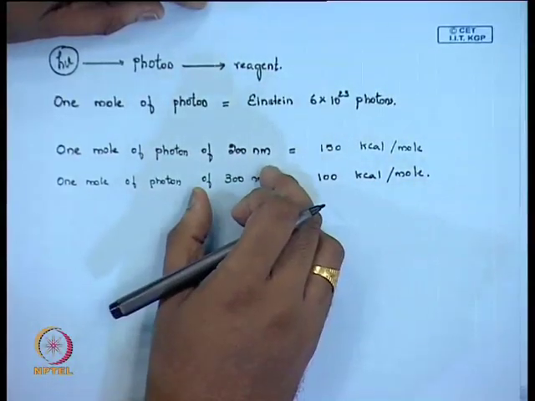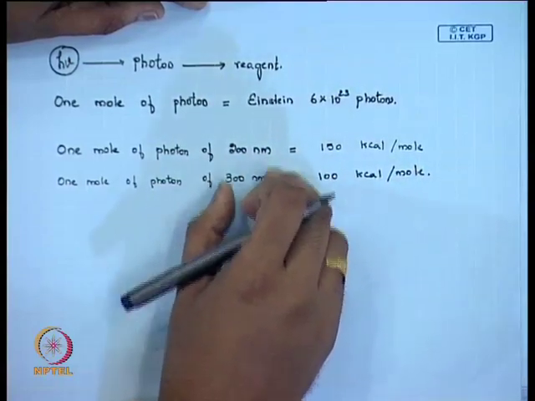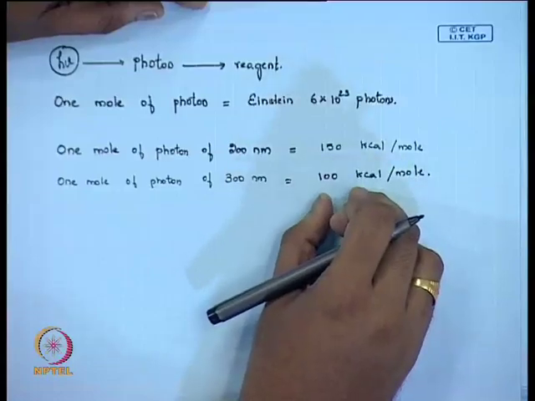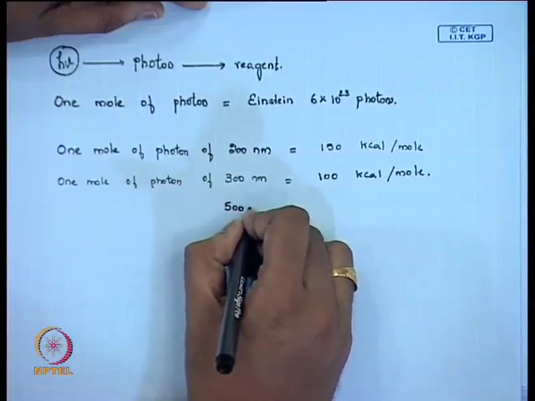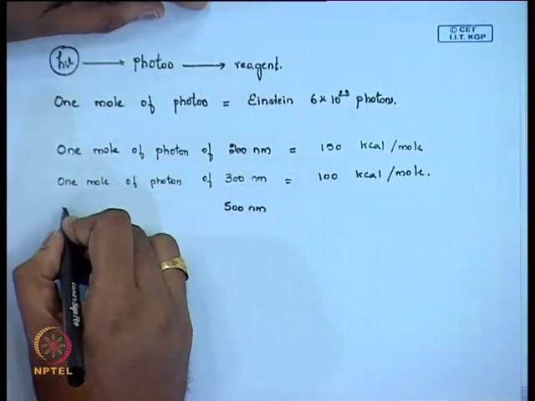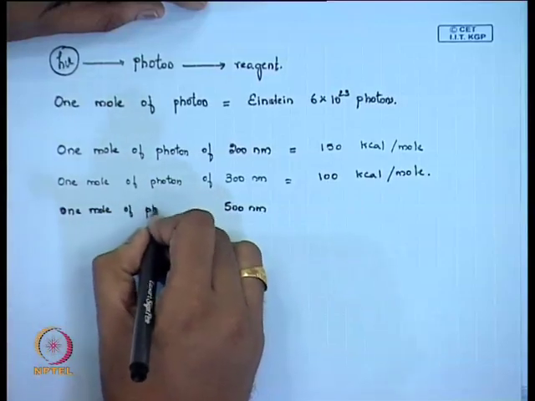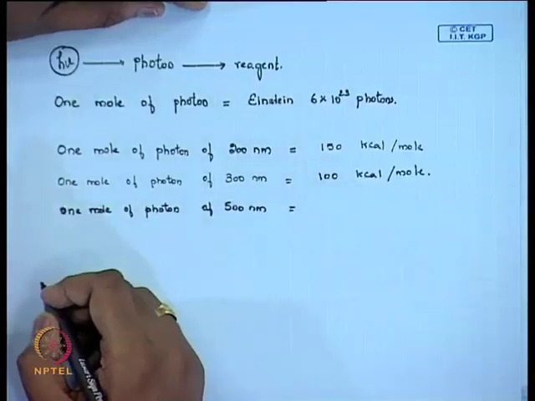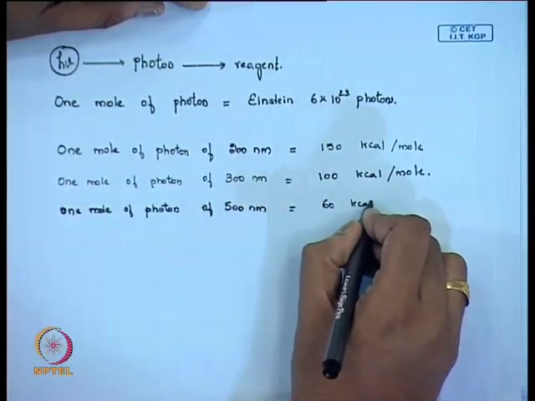So, you have 300 nanometer, you have 100 kilocalories, and at 200 nanometer you have 150 kilocalories. If I go up by 100 nanometer, I am decreasing my energy by 50 kilocalories, which is nice. Now, in the same way, if I go to 500 nanometer, for example, I see how much 1 mole of photons of 500 nanometer corresponds to. Then you can say it is 60 kilocalories per mole.